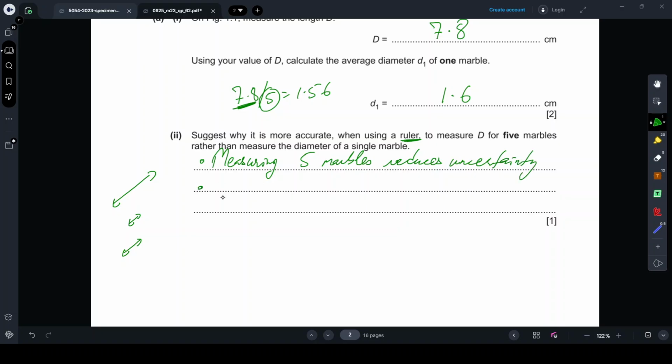Or you could say, for example, that the diameters of individual marbles may vary. So if you measure one, the other marble may be slightly different, maybe like half or 1 millimeter off, right? So it might be 1.5, it might be 1.55, I mean, even this was 1.56, so it might be slightly different. And so getting an average out of 5 is better. You only need 1 point because it's a 1 mark question.